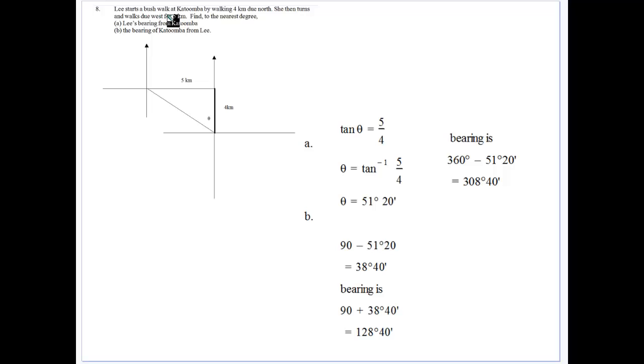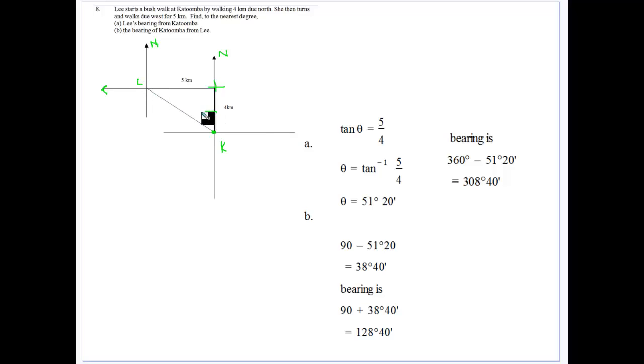Question 8 here. Lee starts a bushwalk at Katoomba by walking 4 kilometres due north. So walk 4 kilometres due north, so that's Katoomba there. And then walks west for 5 kilometres. So walked in the west direction, because again, that's going to be north when we look at our angles there. So what we want is, what's Lee's bearing from Katoomba? When we look at that, it's like, where is Lee and where is it from? So it's from Katoomba, and that's where Lee is now.